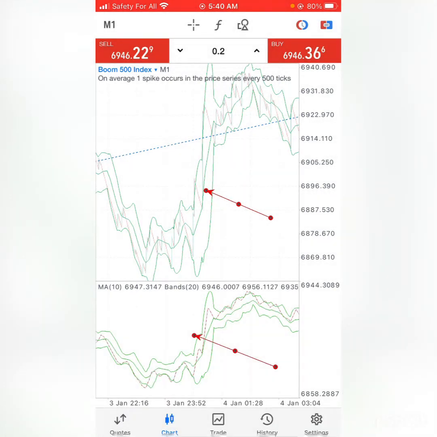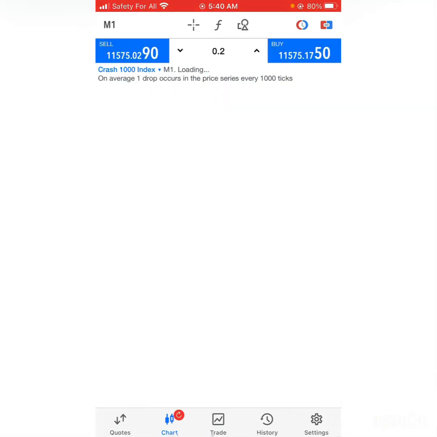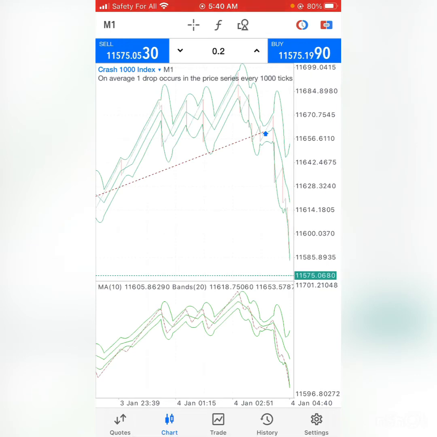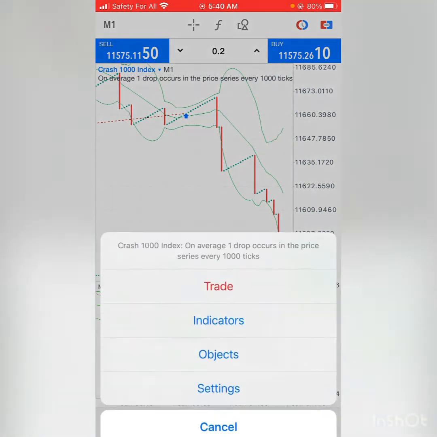Now, the same applies for the opposite, which applies for crash markets. As you can see here, on the crash market you trade on the downtrend. Don't forget this.